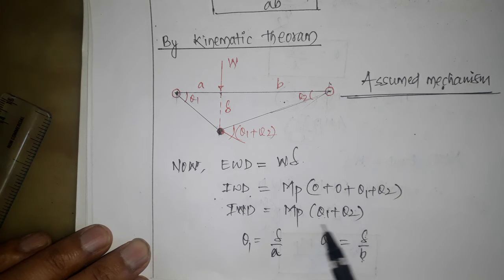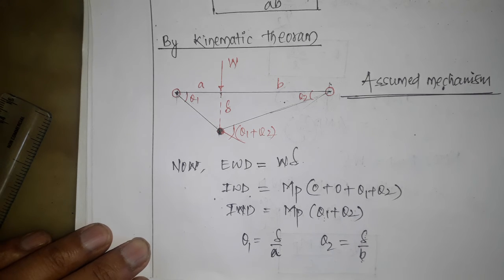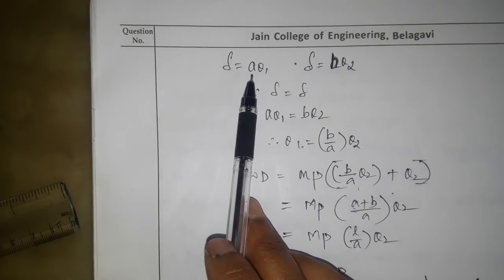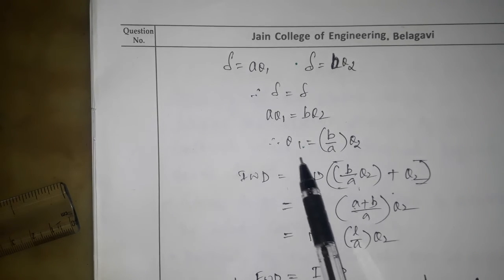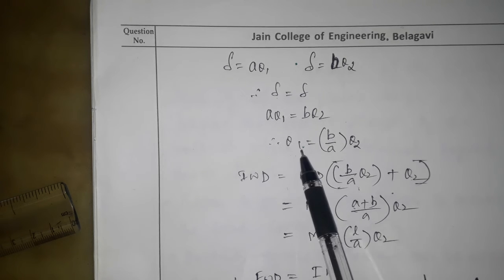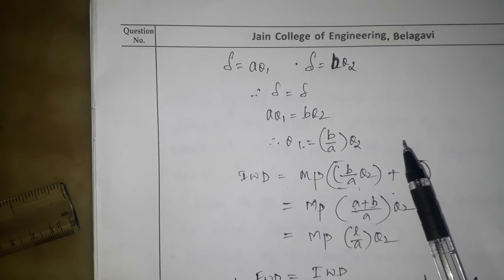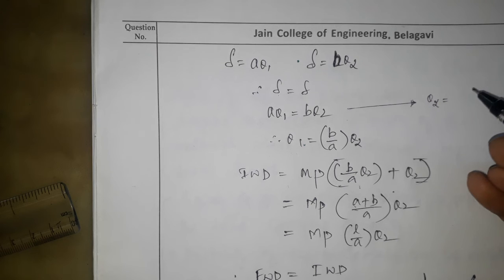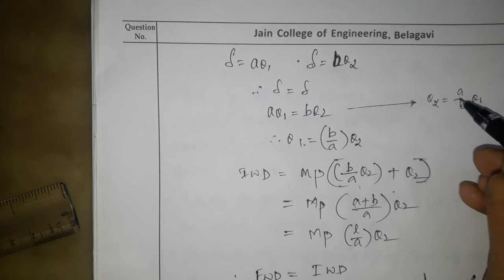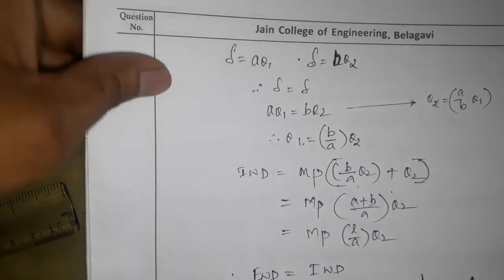Here the important thing is you have to get this value in terms of either theta 1 or theta 2. Theta 1 is delta by A, theta 2 is delta by B. Therefore delta is equal to A theta 1 and delta is equal to B theta 2. We have to equate delta. So you can get theta 2 is equal to A by B of theta 1. We can do it like that also.